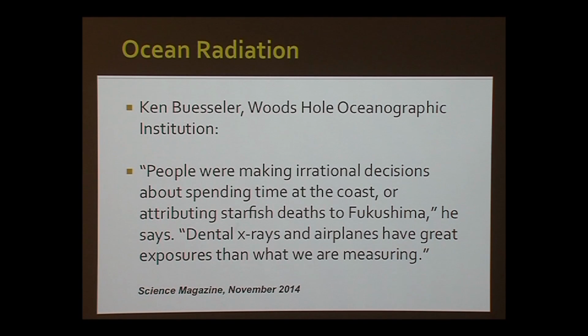This gentleman from an oceanographic institution said, people are making irrational decisions about spending time at the coast or attributing starfish deaths to Fukushima. Dental x-rays and airplanes have greater exposures than what we are measuring in the water. Okay, that gives a little bit of perspective on what we're dealing with.